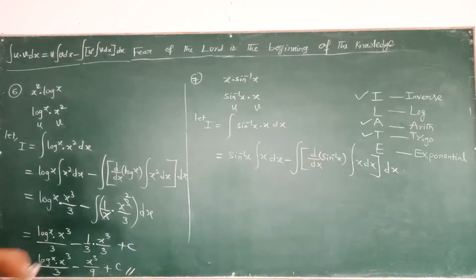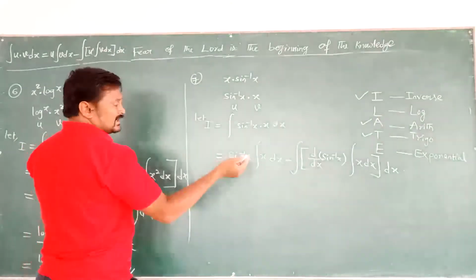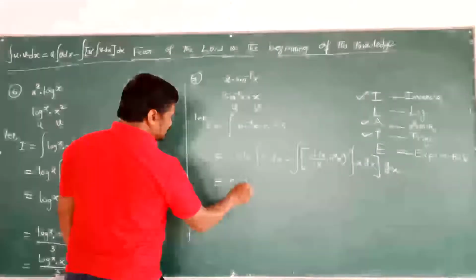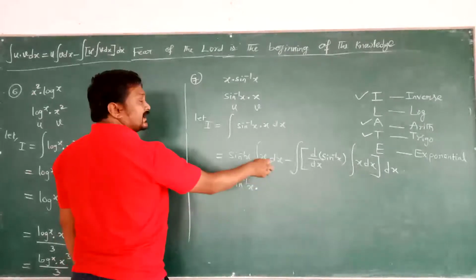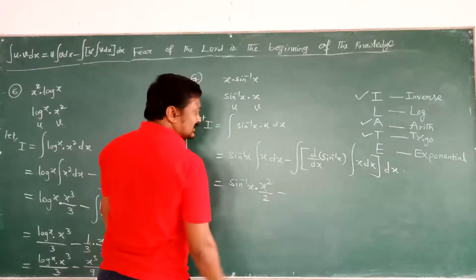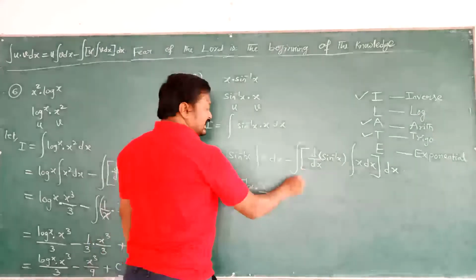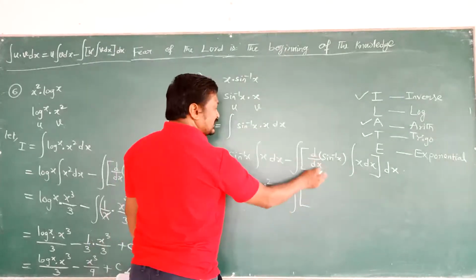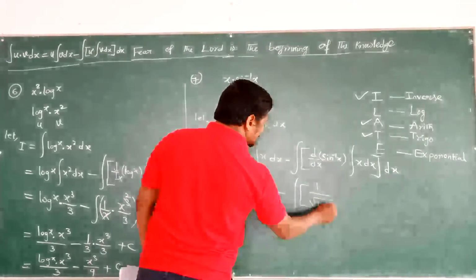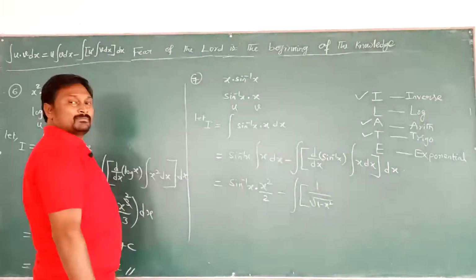Have you remembered that? Not remembered, at least now observe carefully. Sine inverse x as it is, that into integral x dx, which means we'll write x square upon 2, minus integral, as it is, then bracket start, d by dx of sine inverse x, 1 upon square root of 1 minus x square. Have you remembered these formulas?